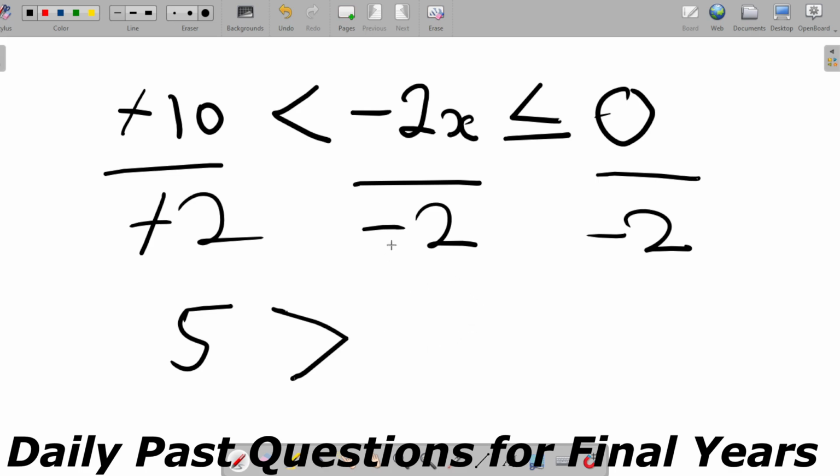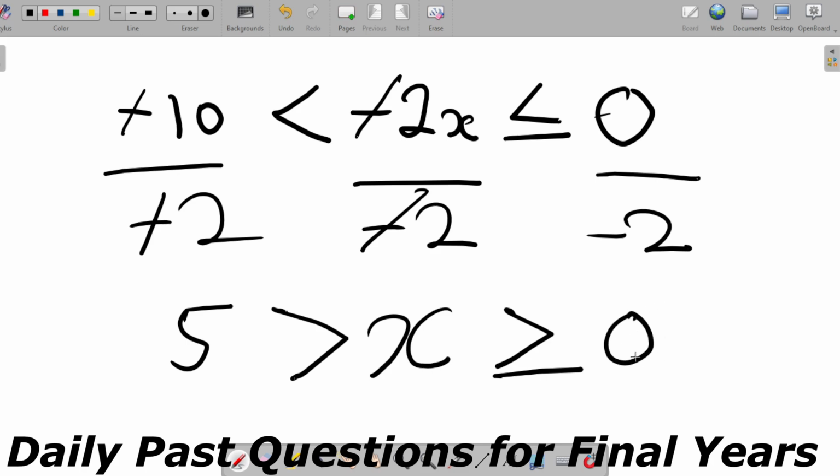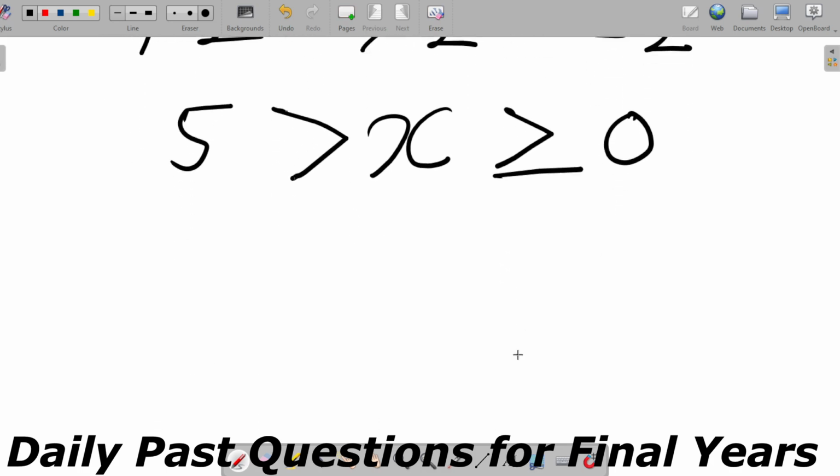And then this place too, this will cancel this, and we are left with x. And then when we come here, the same thing, this negative is going to cancel this one. Already we have 0, so when we divide 0 by -2, the answer will be 0. Because a negative has entered this one, you are going to change this to greater than or equal to 0. So now this is how we solve it.